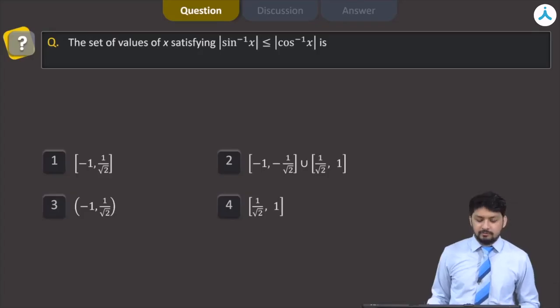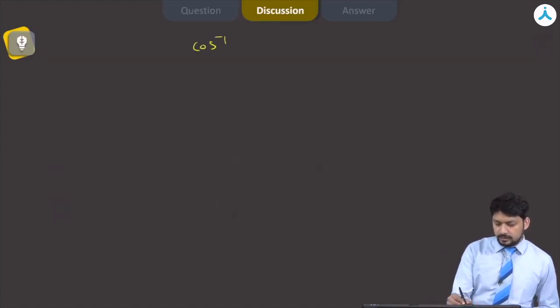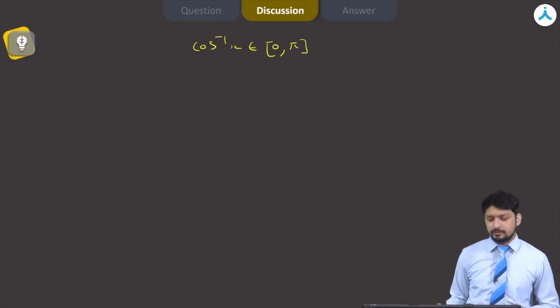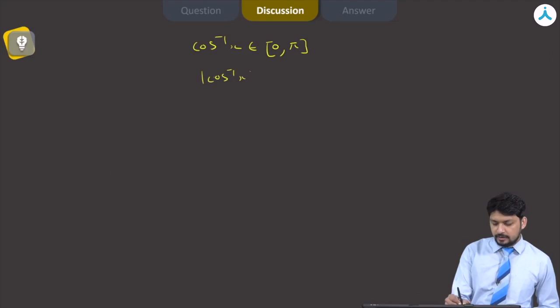The question says: the set of values of x satisfying mod of sin inverse x less than or equal to mod of cos inverse x is. Now we know that cos inverse x belongs to 0 to pi. Therefore, the value of cos inverse x is always positive. So we can write mod of cos inverse of x as cos inverse of x.